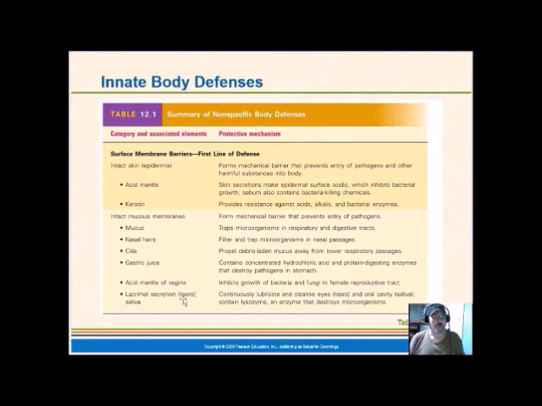Lacrimal secretions in tears continually lubricate and cleanse the eyes and oral cavity. We have saliva, which is constantly washing over our teeth in our mouth, and it also contains some antibodies and materials that can help prevent infections for us.